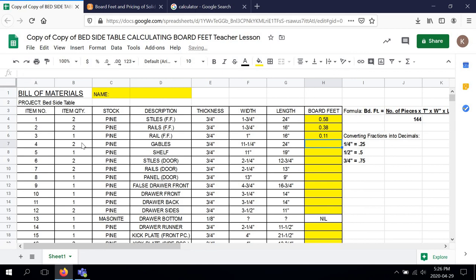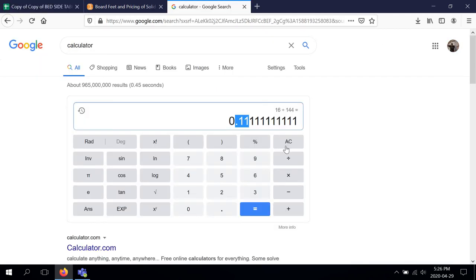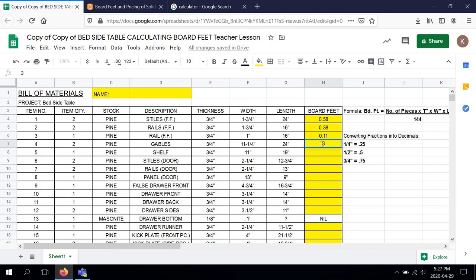0.11. Okay, next item, we're back to 2 for our item quantity. So this is going to be 2 times 1 times 11.25 times 24, divided by 144 gives us 3.75. Now this is perfect. Just gives us two decimal places. We can just plug this in exactly as it is.